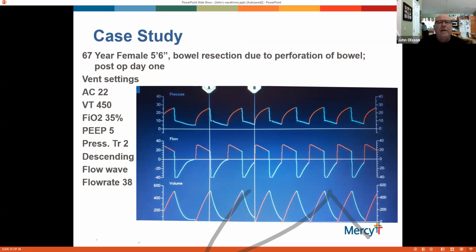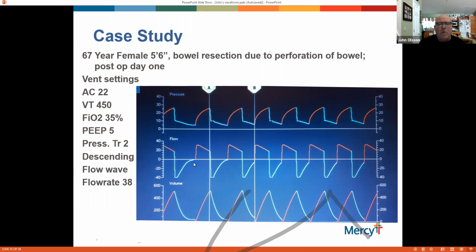All right. So let's do a little case study here to end my talk. I've got a lady who's 67. She had a bowel resection. Her vent settings: tidal volume is 450. She's on assist control, volume control, rate of 22. FiO2 is 35%. PEEP is 5. Descending waveform. So descending, you can see this right here. And then her flow rate's 38. All right.